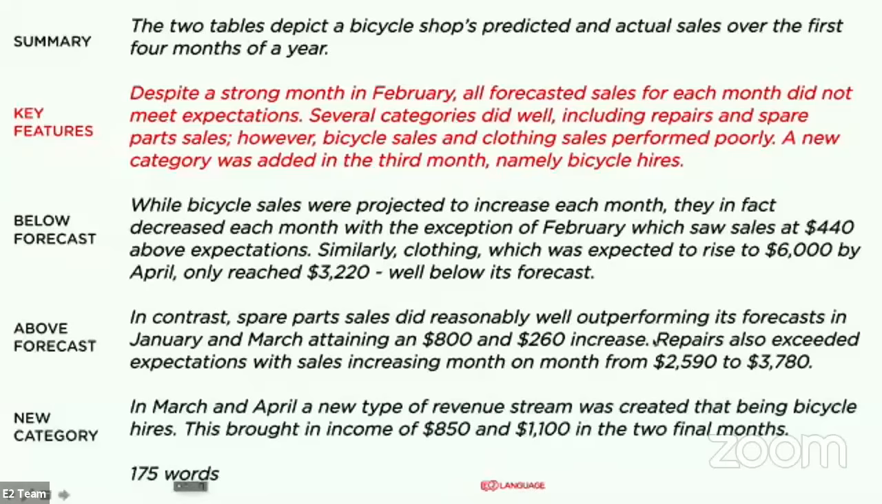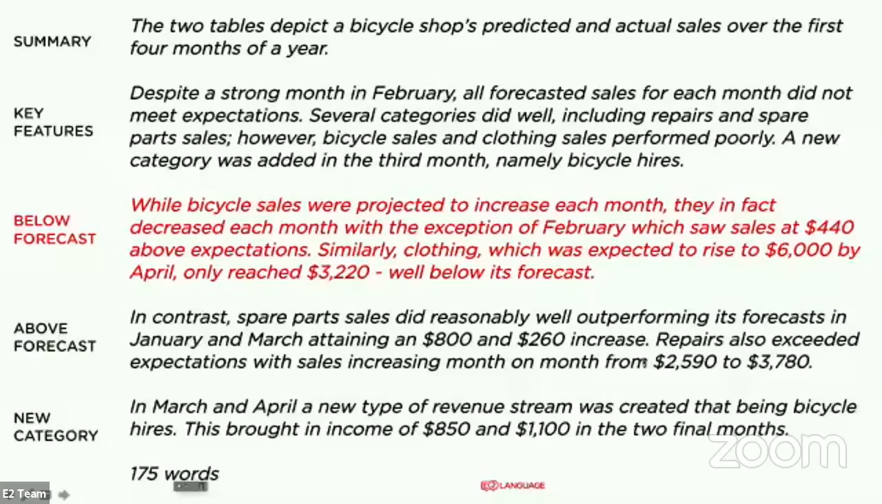So what about this paragraph? How did I do that? Well, when I looked at these two tables, I saw that new bicycles and clothing did not meet the expectation of actual sales. Let me show you what I mean. Let's look at new bicycles. So the forecast in January was for $15,000. It made $13,300. February, $17,000.